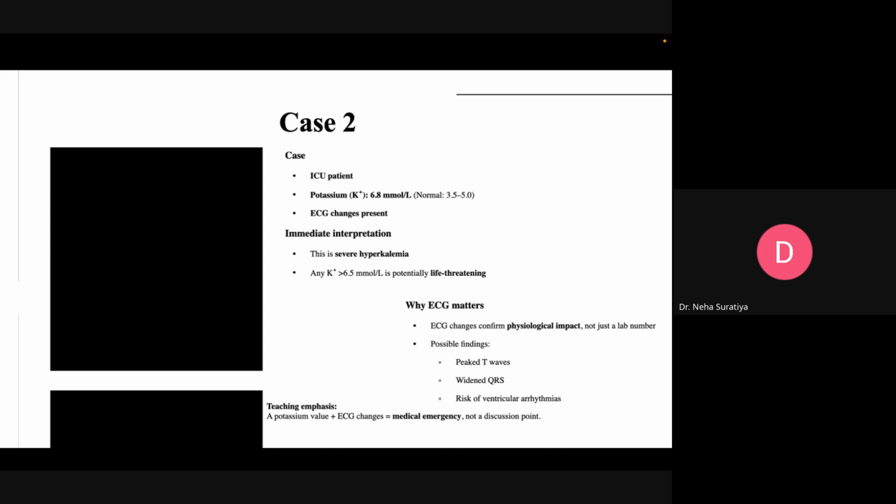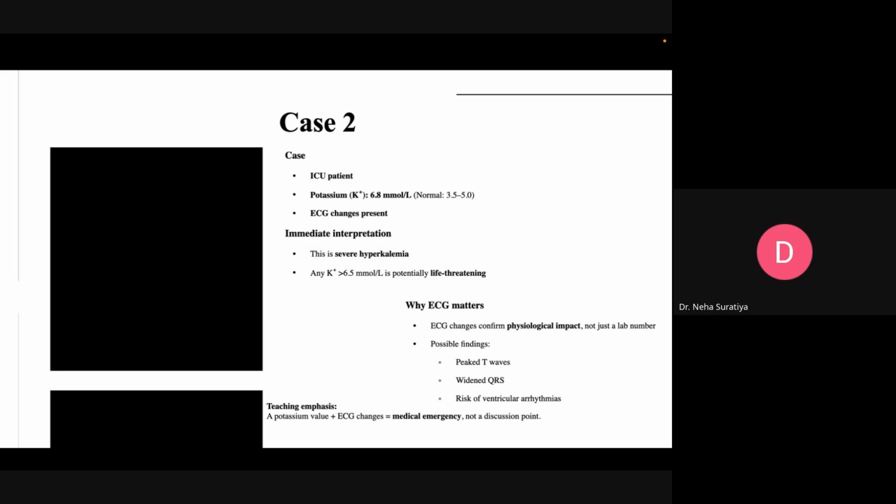What is the immediate interpretation? This is called severe hyperkalemia. Okay, potassium is very high. As I earlier told you, in a critical situation where potassium is high, you need to treat it immediately. Okay, so any potassium greater than 6.5 is a potentially life-threatening situation, guys.